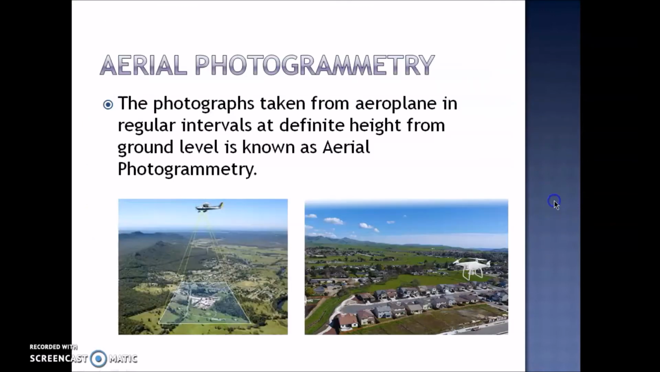Right. This is the actual topic, aerial photography. Aerial photogrammetry is nothing but using aeroplanes. That is what we have discussed earlier, right? So the photographs are taken from an aeroplane at regular intervals at a definite height from ground level. We have already discussed that it ranges between 2 kilometers to 30 kilometers. All this distance is from the ground, right? That distance is taken from a definite height.